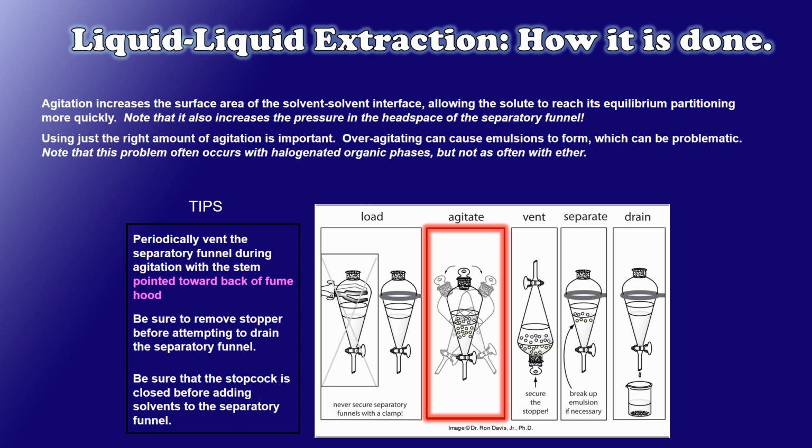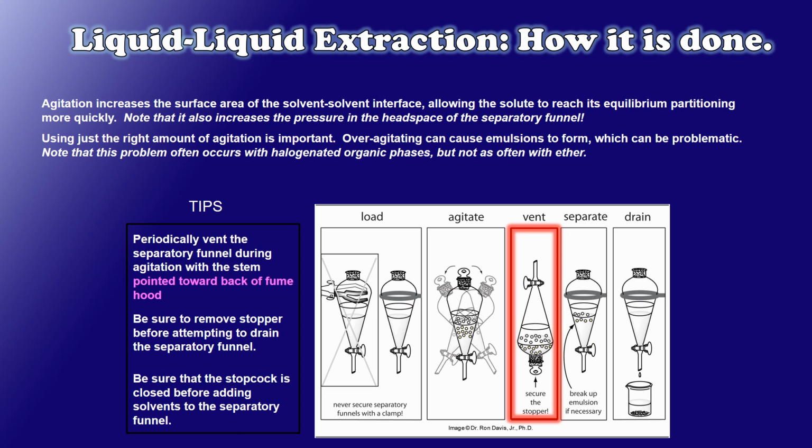Periodically, we want to be sure that we vent our separatory funnel to prevent pressure building up from either solvent vapors or byproducts of the process of the partitioning. This is done by inverting the separatory funnel, being sure that you hold the stopper in place with your finger, and then with the top vent pointed back into the fume hood, we open the stopcock, and this releases the pressure. The stopcock is then closed, and agitation can continue.